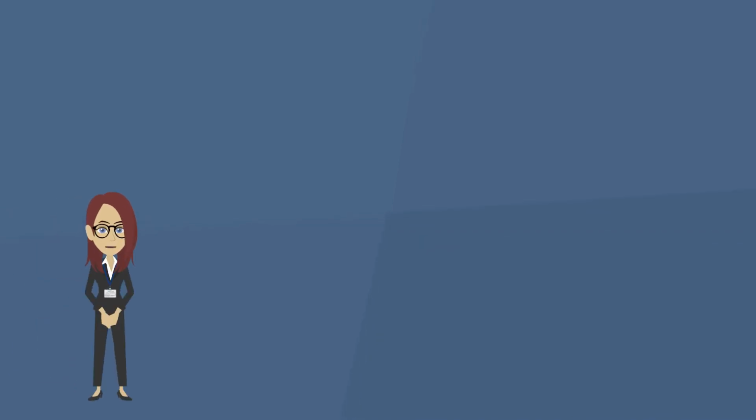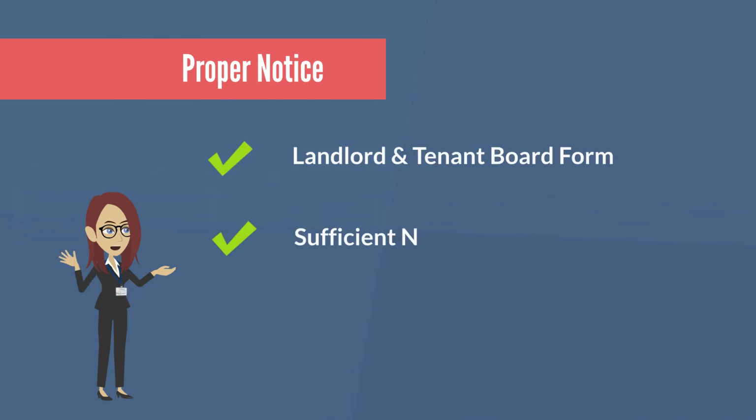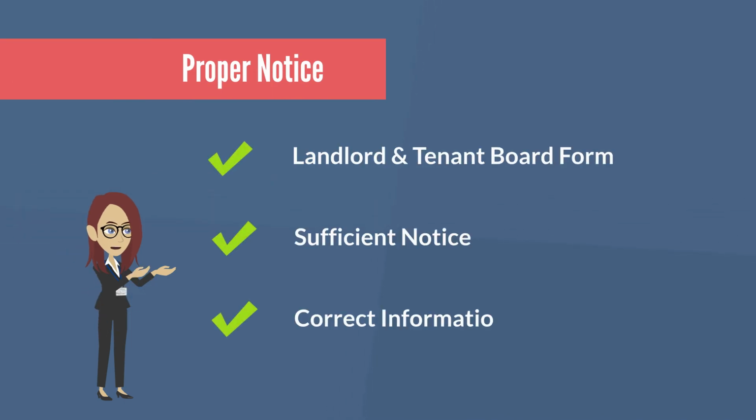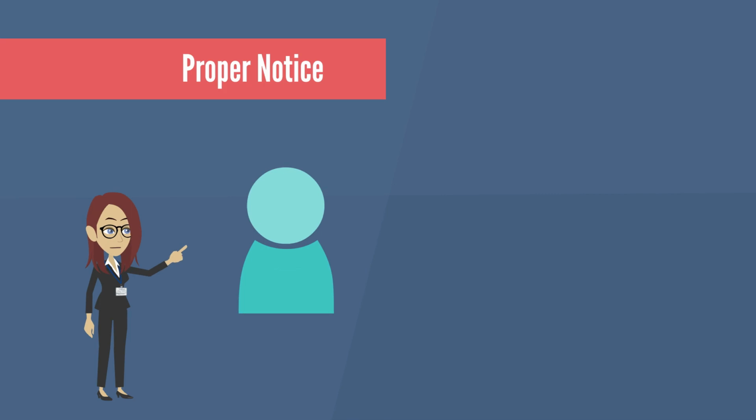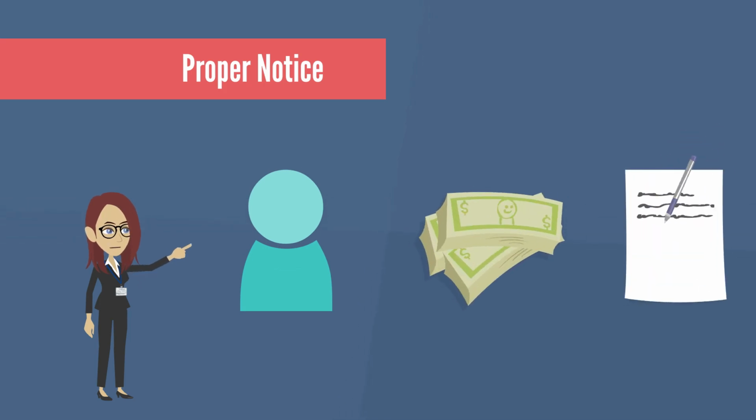It's really important that notices are completely correct. They need to be on the right form, they need to be provided with sufficient warning, and all the information on that form must be accurate. This means that your client's name, any amounts owing, and any reasons for eviction must be sufficiently detailed and correct.